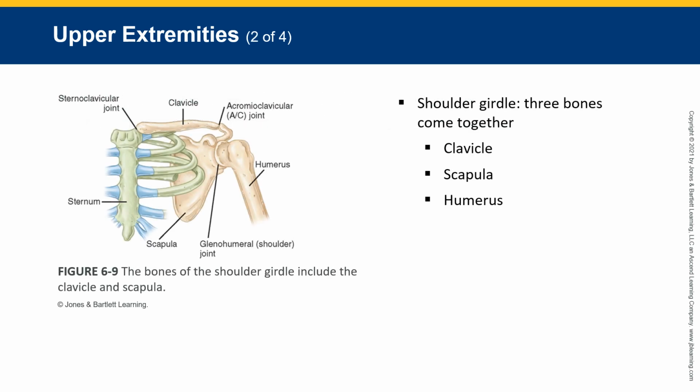Shoulder girdle: 3 bones come together. Clavicle, scapula, and humerus. Clavicle is a very, very common bone to break. Your scapula is your shoulder blade. And your humerus. Maybe I broke the bottom half of the humerus. Ouch.